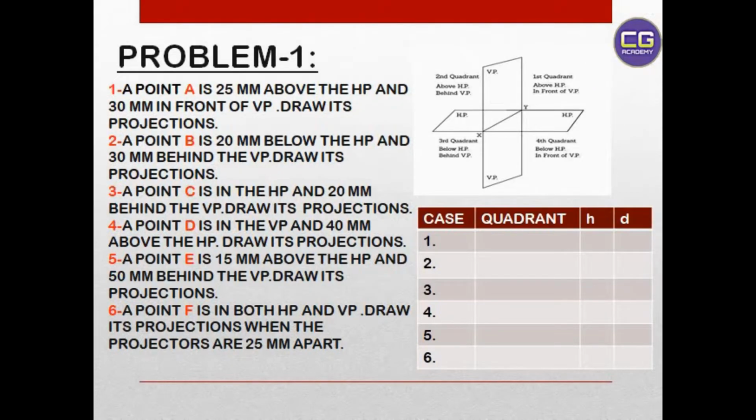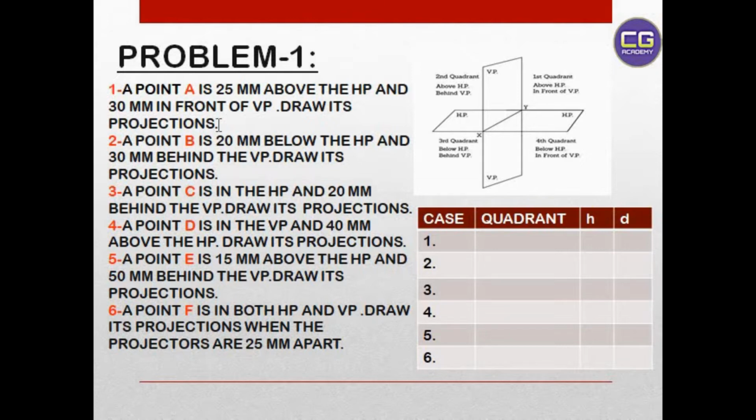So this is the problem we will be taking into consideration. If we read the problem, a point A is 25 mm above the horizontal plane and 30 mm in front of the vertical plane; draw its projection. We come to know that the position of the point has not been mentioned directly, whether it is resting in the first quadrant or the third quadrant. We have to determine the quadrant in which the point would be resting.